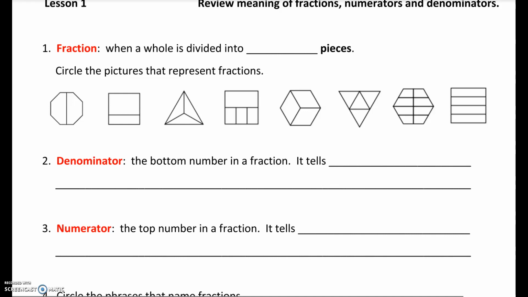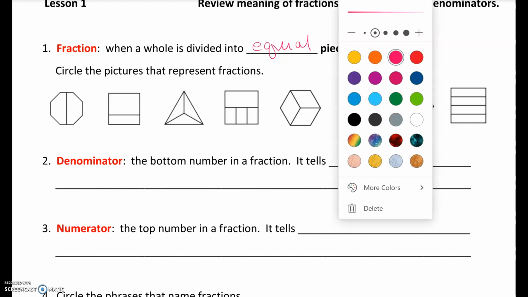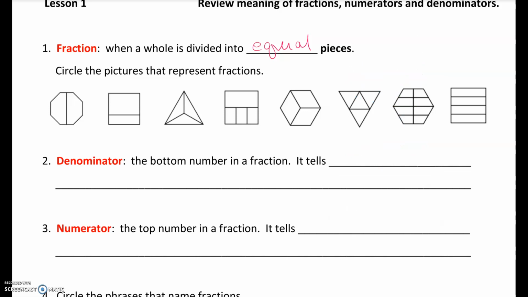Okay, so just to review a little bit about what we did on Thursday, lesson one discusses what a fraction is. So when a whole is divided into equal pieces. So equal pieces. So it says circle the pictures that represent fractions. Okay, so this first one we're looking at is divided into two pieces and they are equal. They are the same size. The second one, the square, it is divided into two pieces, but they are not of equal size. So this is not representing a fraction.